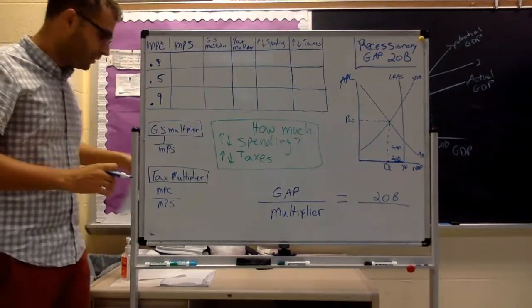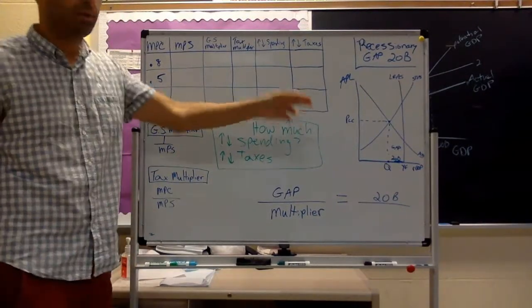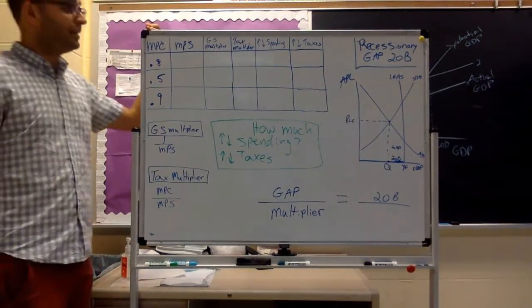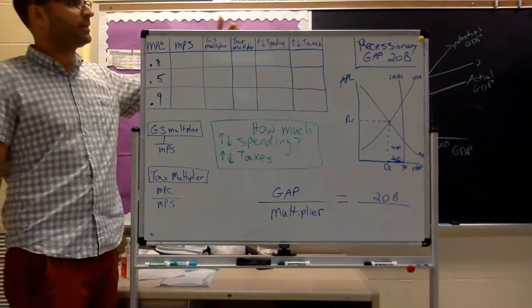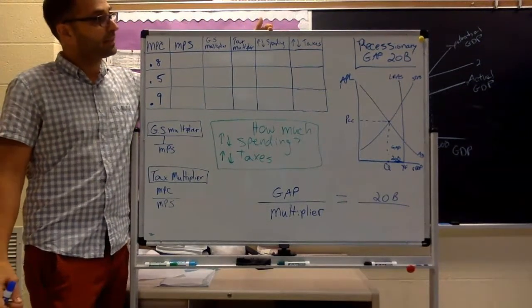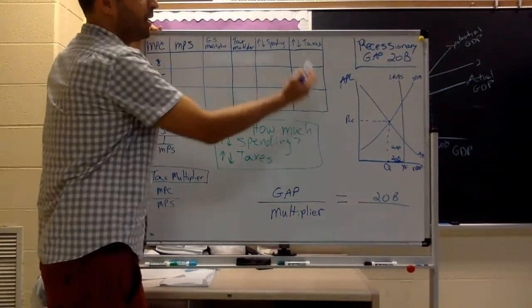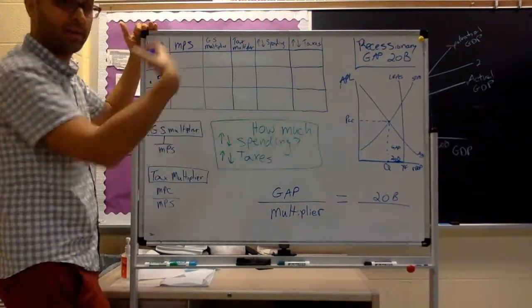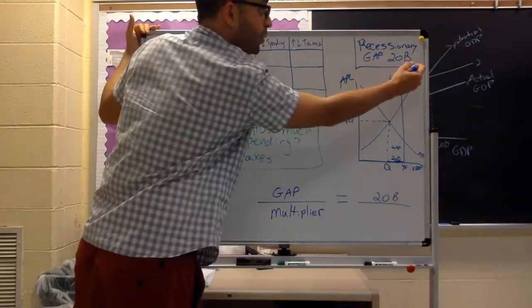All right, this is a video on the multipliers, just some practice with multipliers, and then a general problem that we're going to have to fix. So I've given you the MPC. I'm not giving you the MPS. I've not given you the government spending multiplier or the tax multiplier, and then I'm going to ask how much do we increase or decrease spending to help us get out of the gap? How much do we increase or decrease taxes to help us fix the gap, to get aggregate demand over to fix the gap? So the question is about a recessionary gap of 20 billion.